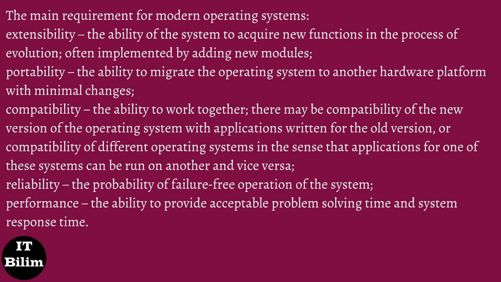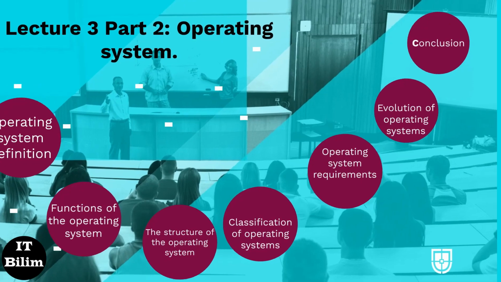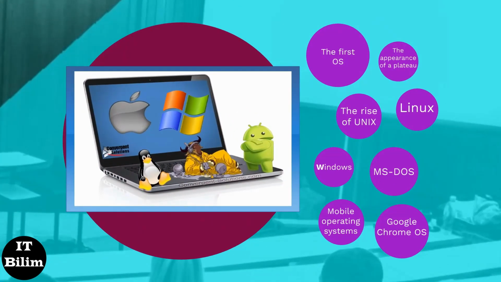There may be compatibility of the new version of the operating system with applications written for the old version, and compatibility of different operating systems in the sense that applications for one of these systems can be run on another and vice versa. Reliability, the probability of failure-free operation of the system. Performance, the ability to provide acceptable problem-solving time and system response time. Evolution of operating systems. The first OS.